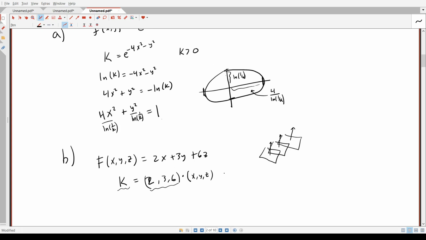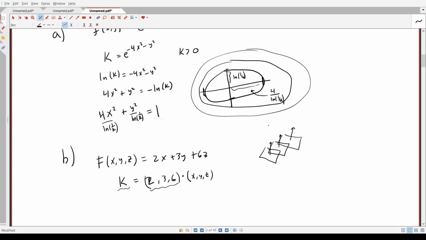So your answer is going to look like describing what I just said. Basically, here it's describing a family of ellipses, right? So you want to be kind of specific about this. So these are a whole bunch of ellipses. And here we have a family of planes. Okay.